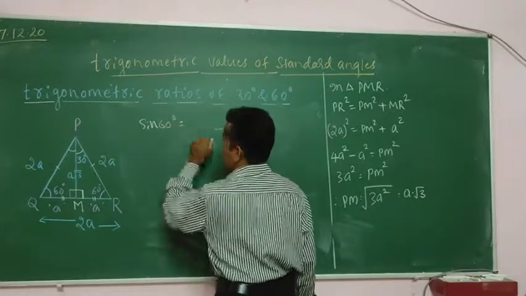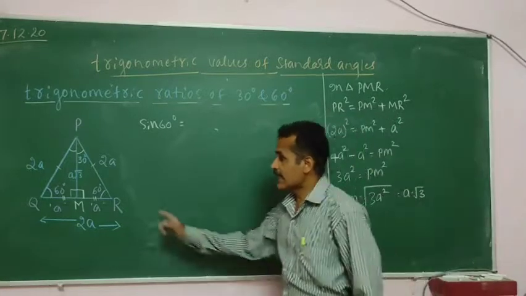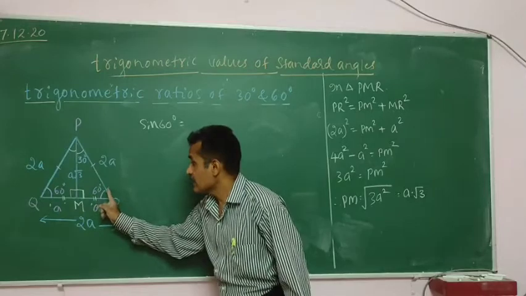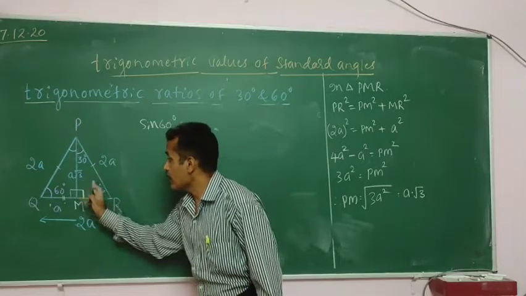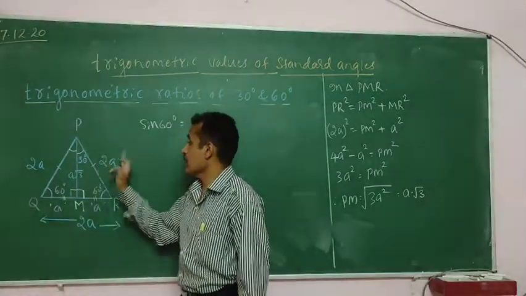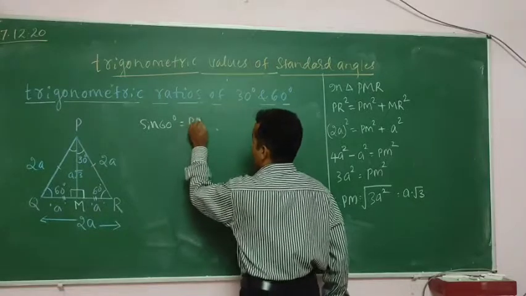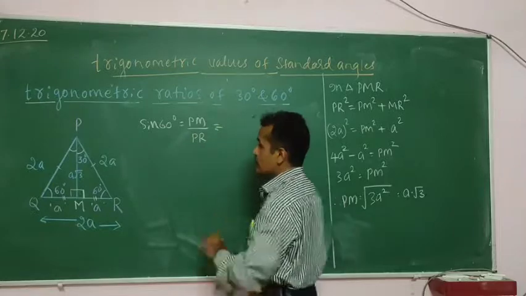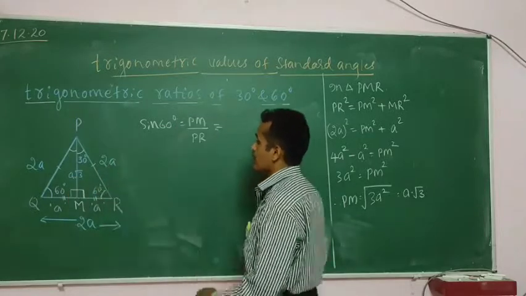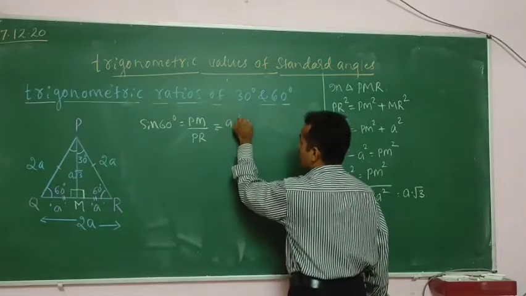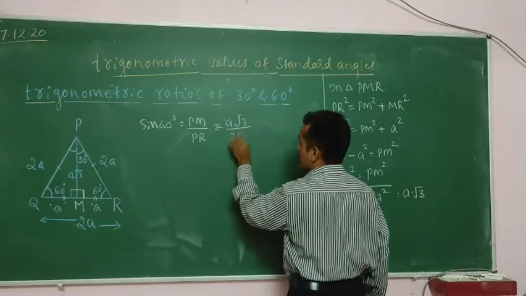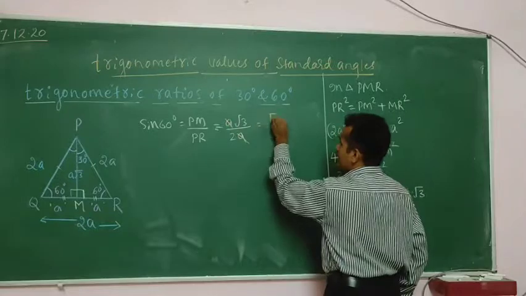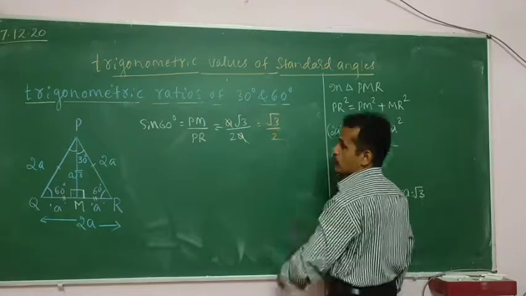Sin 60 degree is equal to, what is sin? Sin is, this is the point of reference. Sin 60 is opposite divided by hypotenuse. I can write PM divided by PR, which is equal to A root 3 divided by 2A. Here A gets cancelled, the answer is root 3 divided by 2.